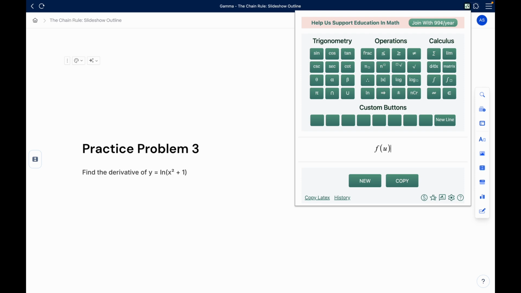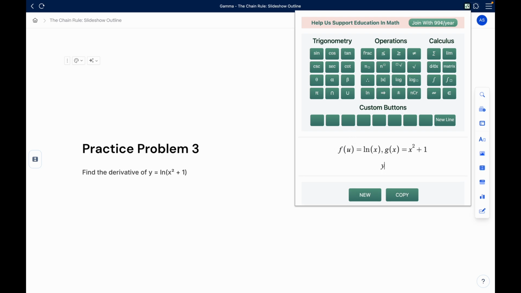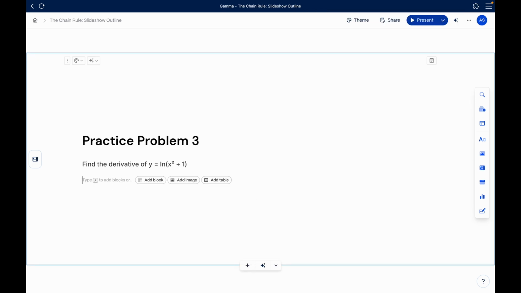The outer function f of u is equal to the natural logarithm of u, and the inner function g of x is equal to x squared plus 1. Now, y dash is going to be equal to, first, the derivative of ln u, which is 1 divided by u, then multiplied by the derivative of x squared plus 1, which is 2x. Then, after we substitute, we get 2x divided by x squared plus 1. So that was even simpler than the last example.